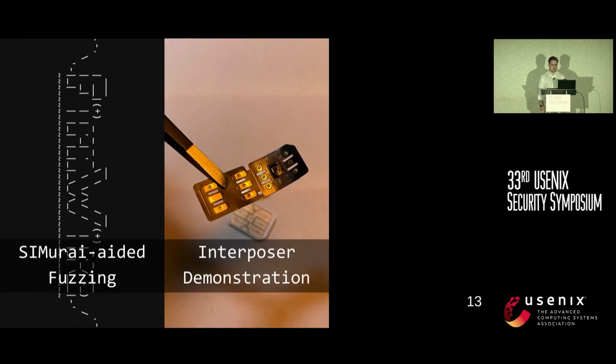We also have a demonstration of this interposer card. It's a thin implant that goes between the SIM and the phone. And we show that with very short physical access, you can slide this into a phone between the SIM and the phone. That would allow you to have the same kind of control as an operator would have.